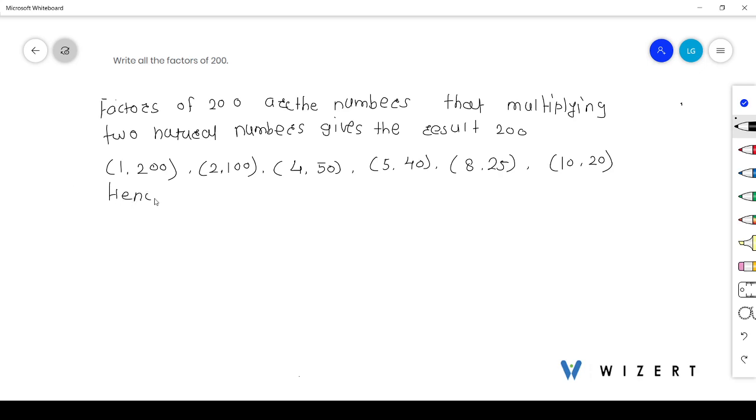Hence, the factors of 200 are 1, 2, 4, 5, 8, 10, 20, 25, 40, 50, 100 and 200 itself.